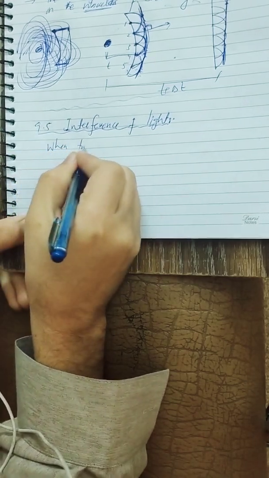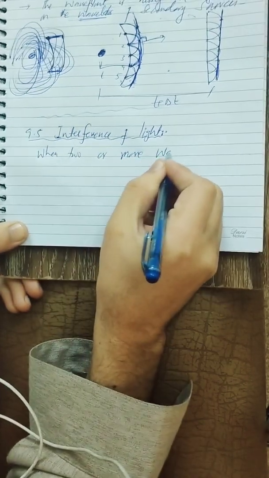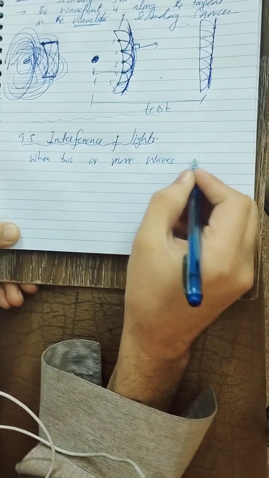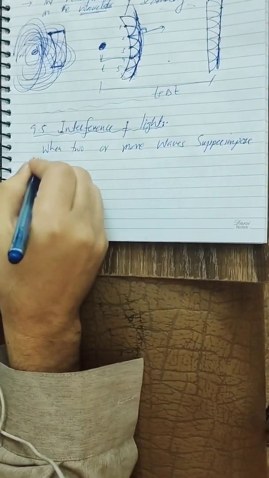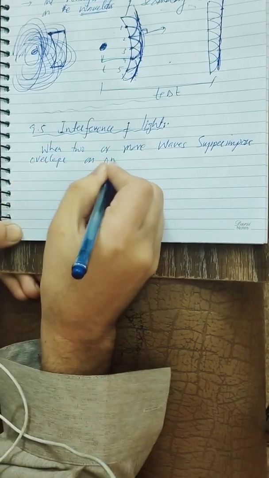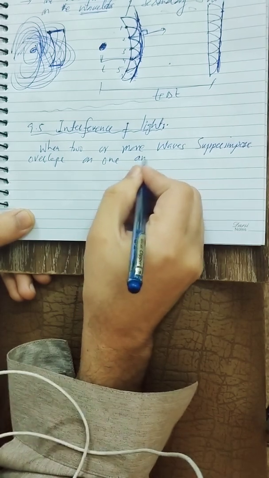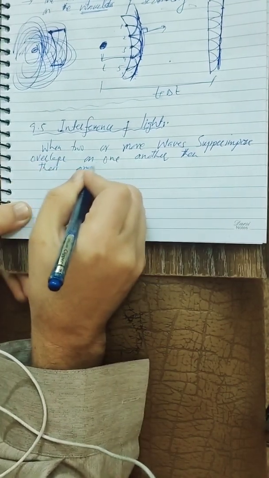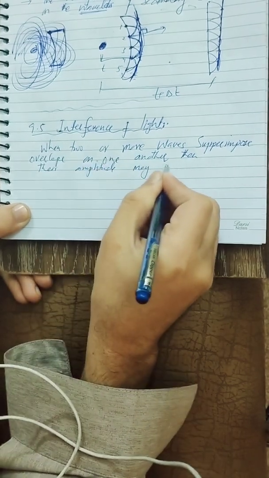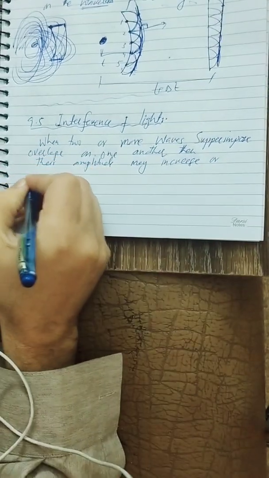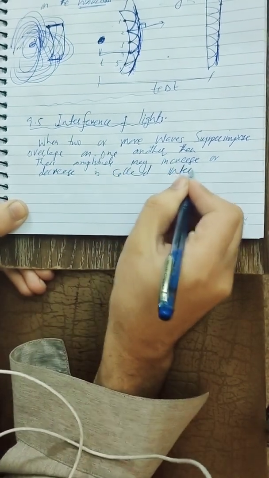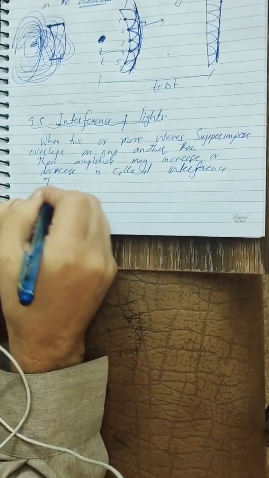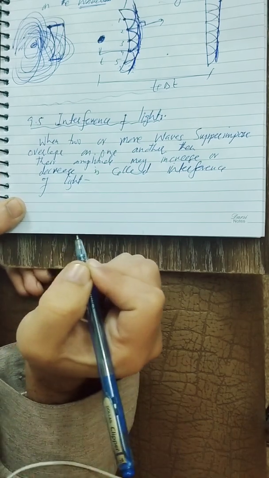It is defined as when two or more waves are superimposed, superimposed meaning overlapping on one another, then their amplitude may increase or decrease. That is called the interference of light.